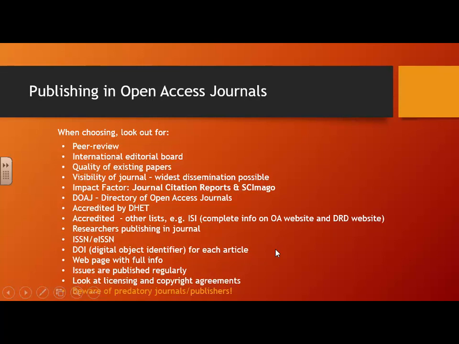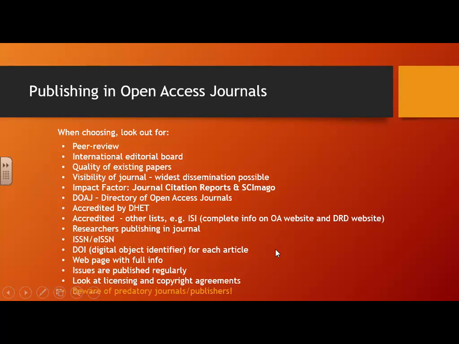Look at the journal's webpage. Is there full information? Look whether the journal issues are published regularly. And also look at the licensing and copyright agreements of the journal itself before you even consider publishing in it. And the last point there is that there are these so-called predatory journals and publishers. Unfortunately, this has been a spin-off from open access, and we see a lot of this.